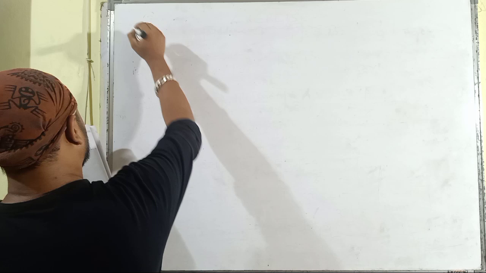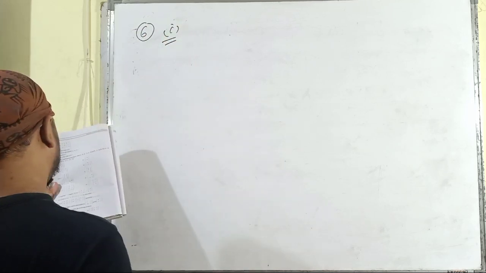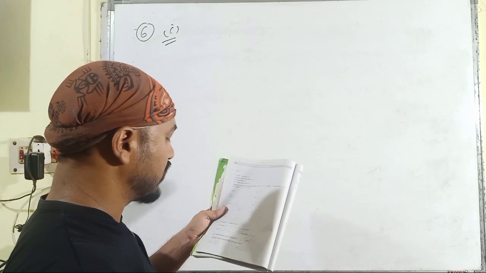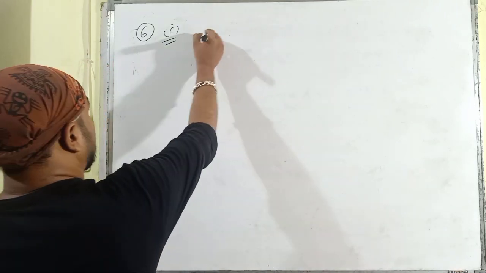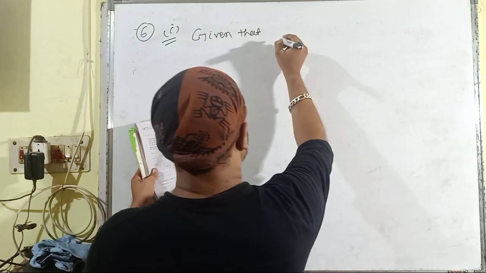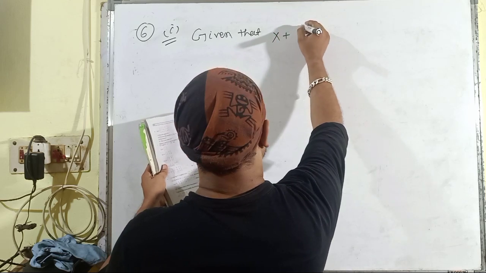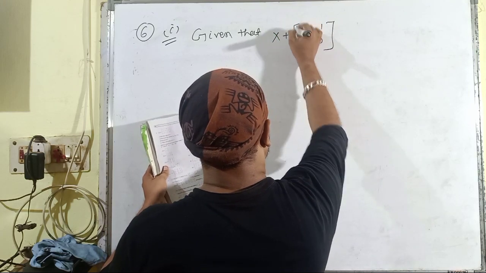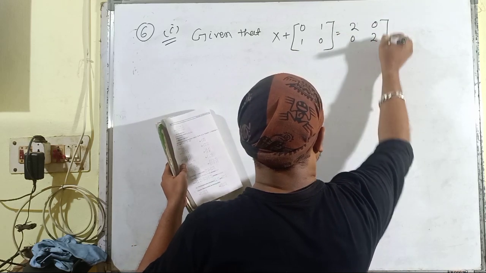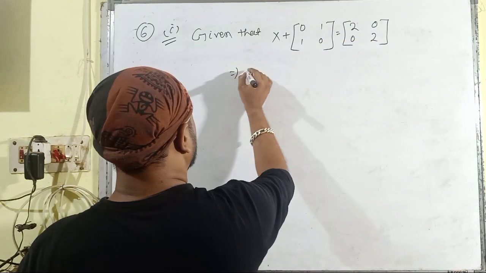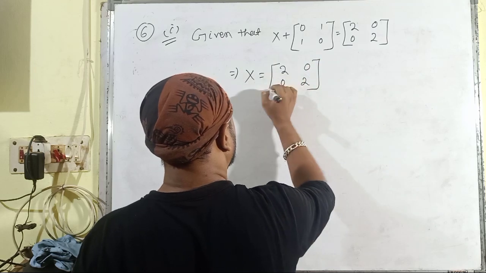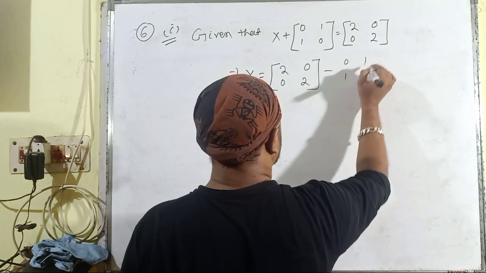So here it is problem number 6, and the first bit is here. Find the 2 cross 2 matrix X if X plus the first matrix is equal to another matrix. So given that X plus [0 1; 1 0] is equal to [2 0; 0 2], here X is equal to [2 0; 0 2] minus [0 1; 1 0].